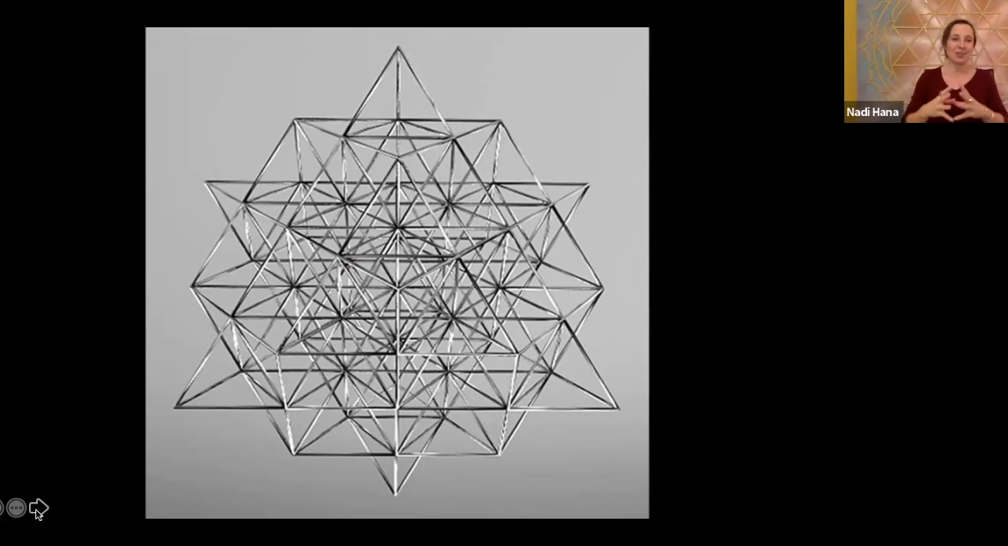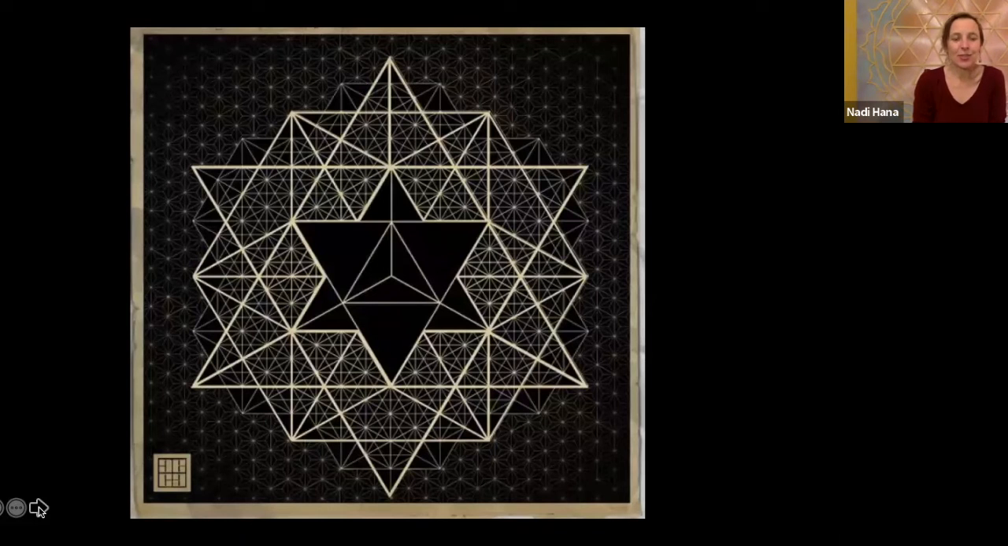Now, this structure is extraordinary. There is so much information packed in this shape, I barely know where to begin. But we're going to start with the star tetrahedron, right? This is a 64 star tetrahedron. So in the center is a star tetrahedron, which is, of course, our Merkaba, our light body. So this geometry is containing information about our geometric form.